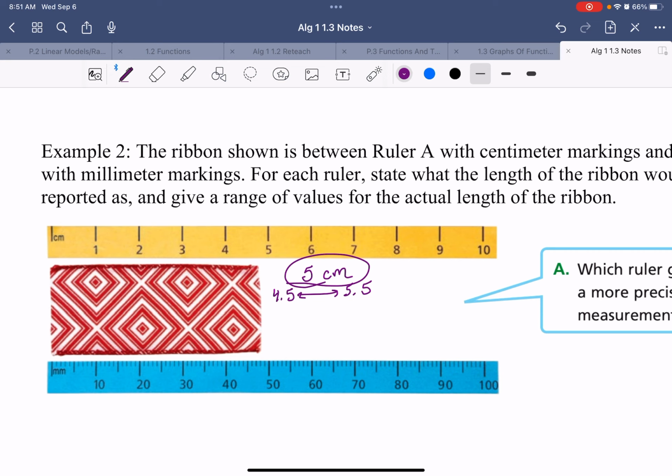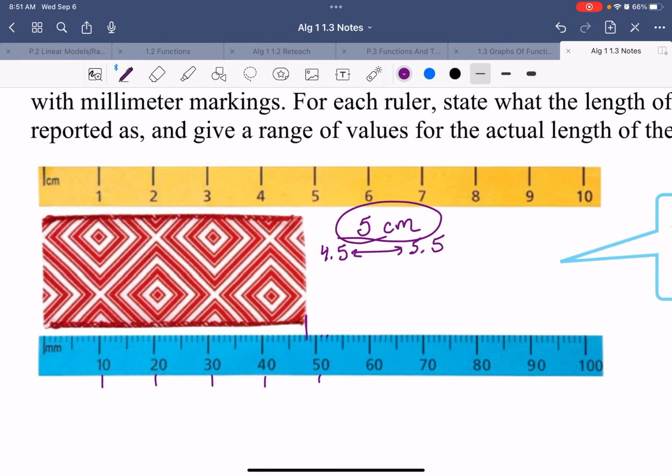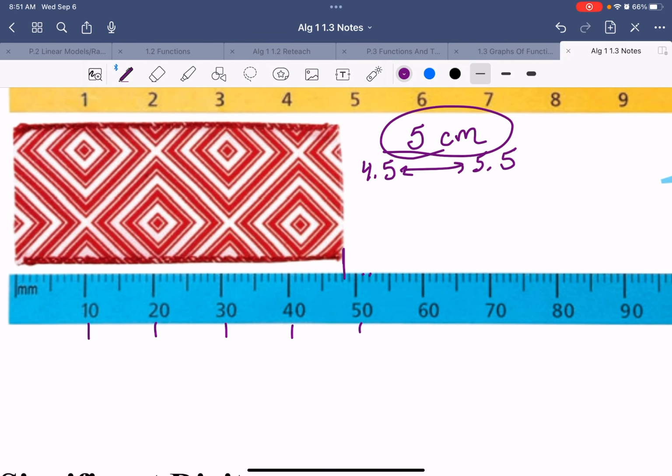Whereas this blue ruler, if you notice, is measured in millimeters. So we've got 10, 20, 30, 40, 50, but it also has 1, 2. So this one is much more precise. The precision here is much more precise. So we look here. If this is 40, then there's 45 right there in the middle. 46, 47. It looks like it's almost right on 48.